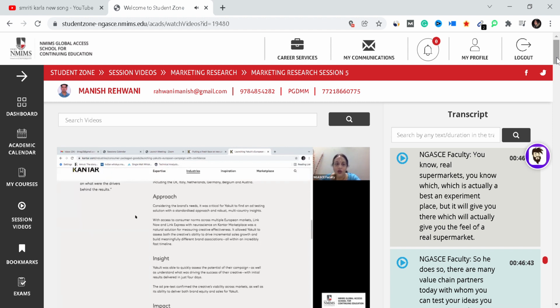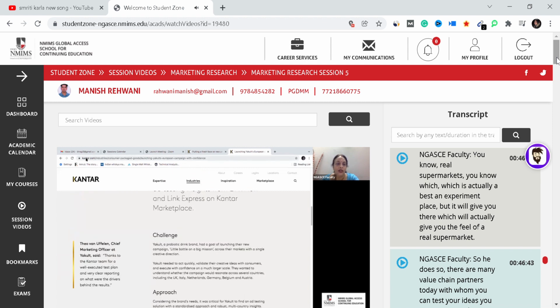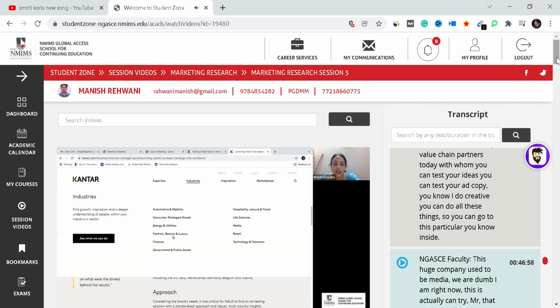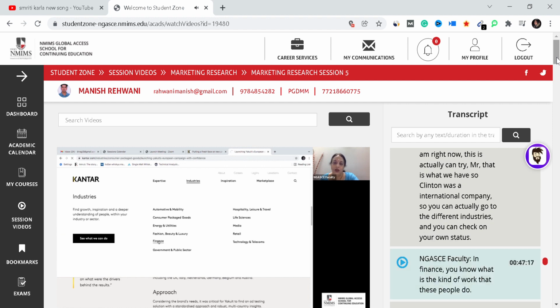So you can go to this particular site. This company used to be in India. We had IMRB, right? Now this is actually Kantar IMRB. So Kantar is the international company. You can actually go to the different industries and check on your own. Say, let us look at finance, what kind of work these people do.